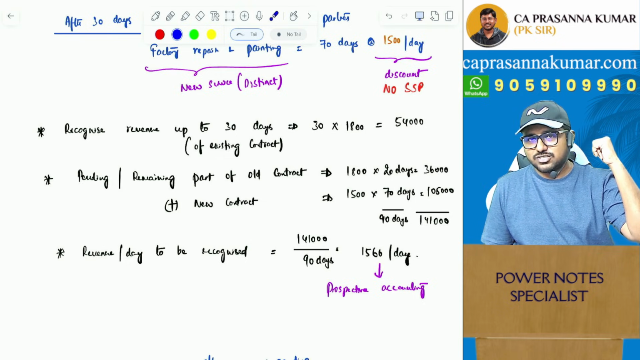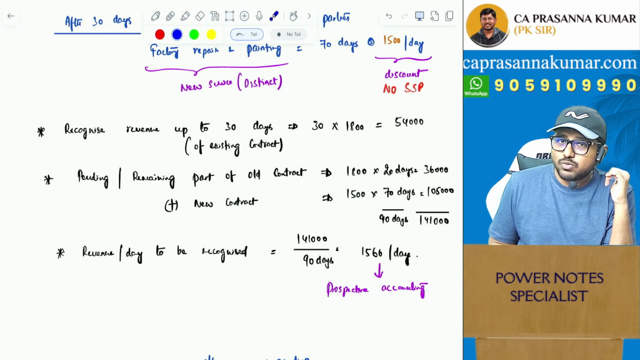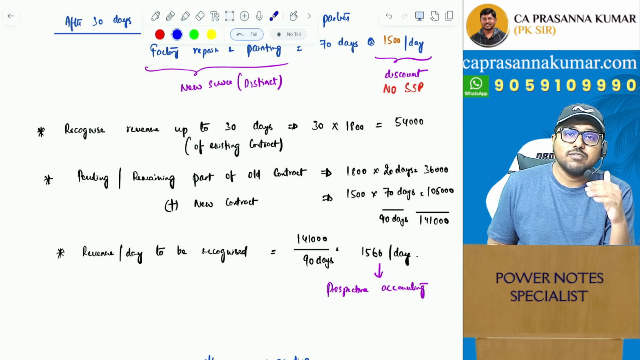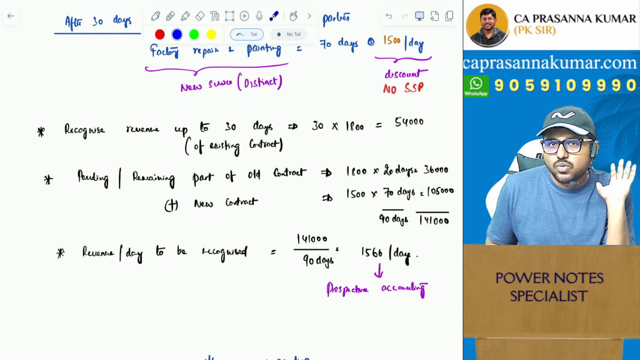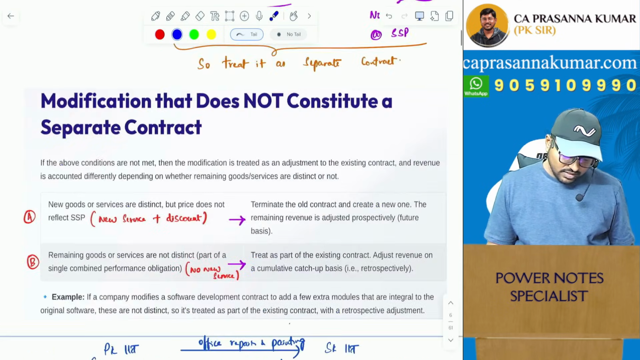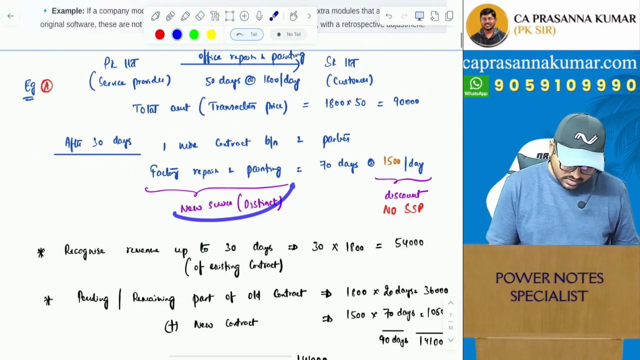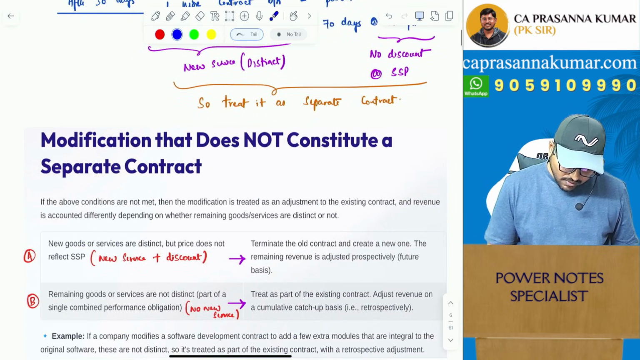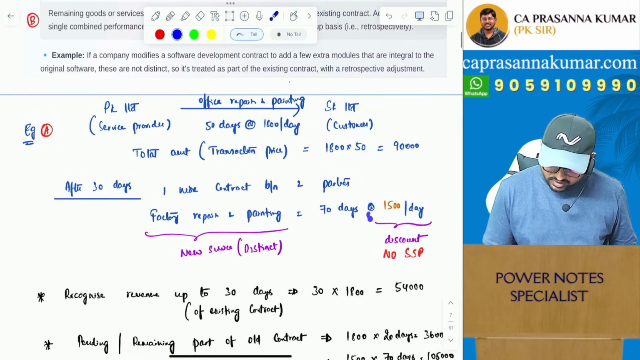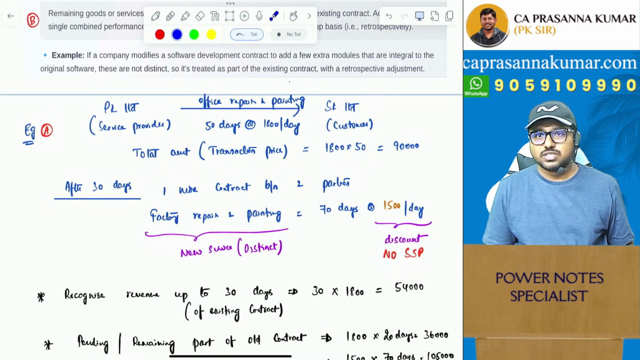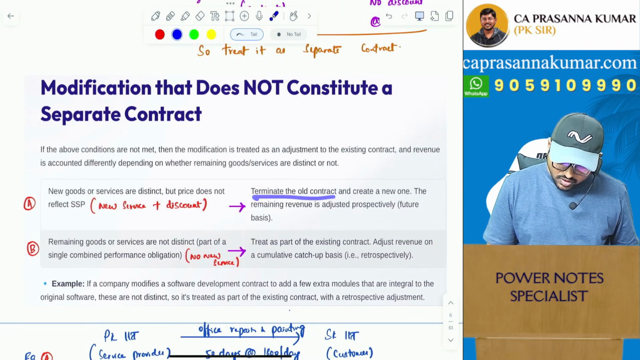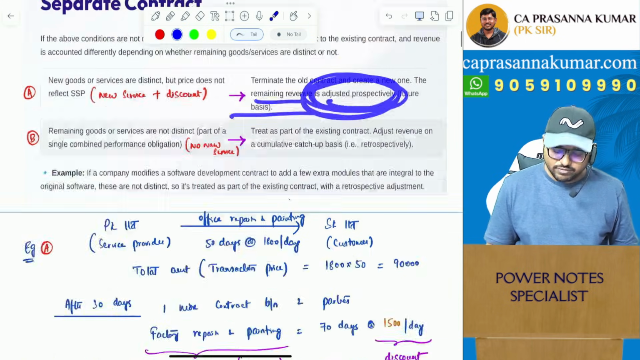Retrospective means we'll touch yesterday as well. Prospective means we'll forget about whatever has happened and we'll think from today about tomorrow. That's all. Clear? Right. If you look at the concept over here, new goods or services are distinct. Yes, sir. Factory repair and painting is distinct. But price does not reflect SSP. Yes, sir. 1500 is not reflecting SSP, which is 1800. Terminate the old contract and create a new one. The remaining revenue is adjusted prospectively on a future basis.